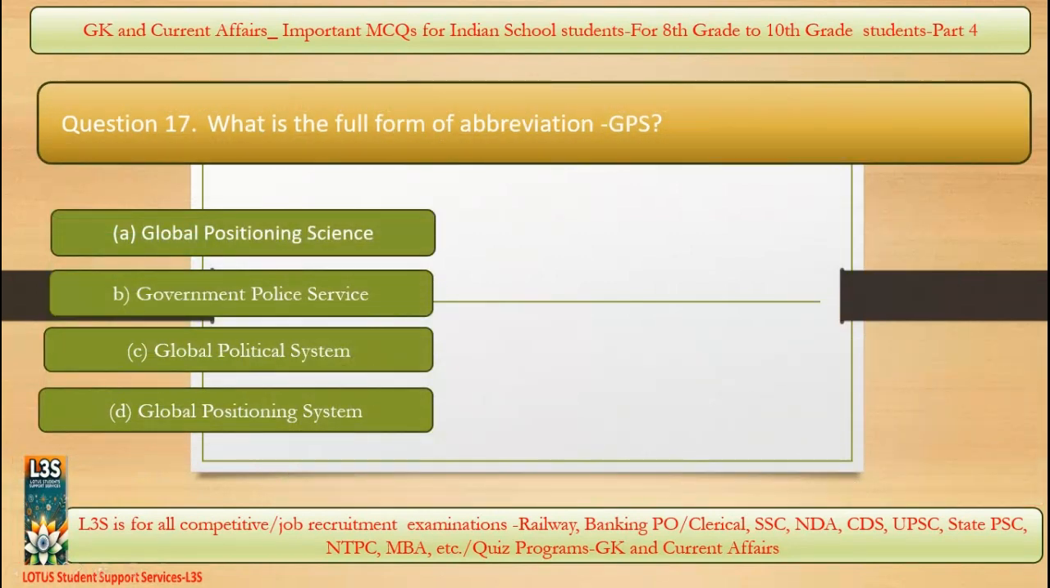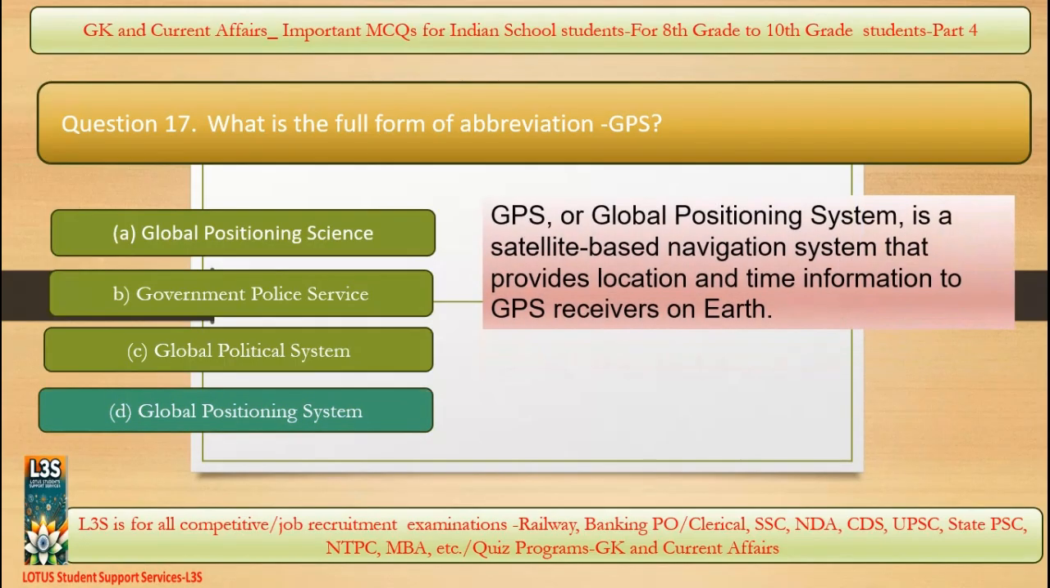What's the full form of the abbreviation GPS? The correct one is D. Global Positioning System. GPS means Global Positioning System. It is a satellite-based navigation system that provides location and time information to a GPS receiver on Earth.